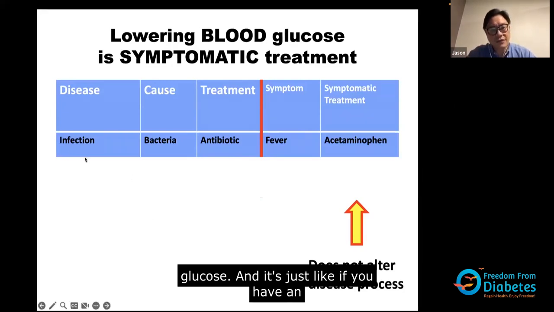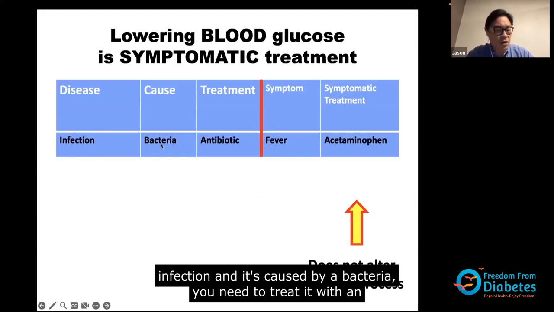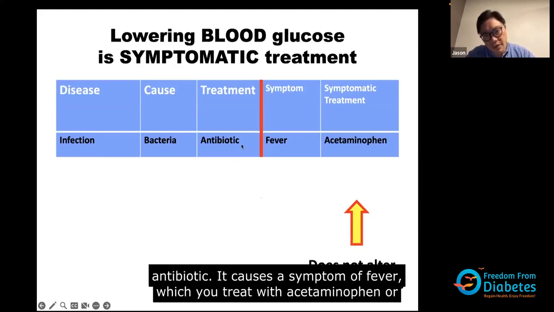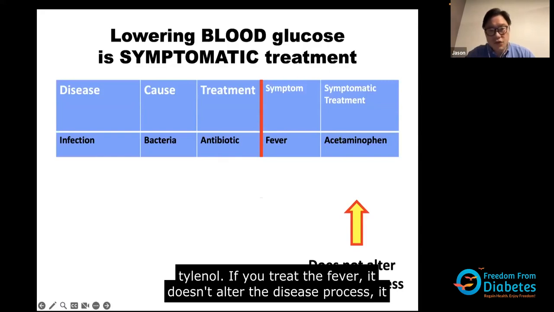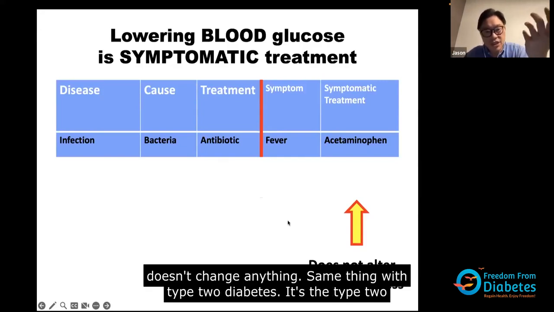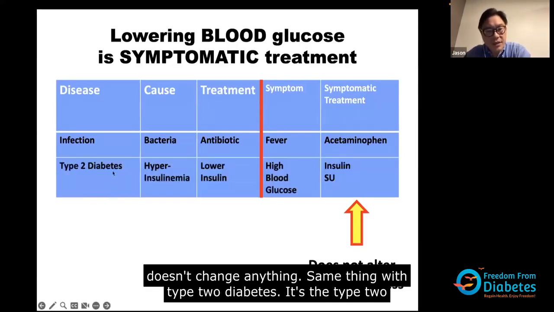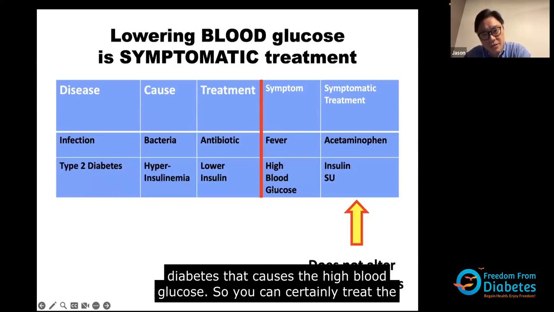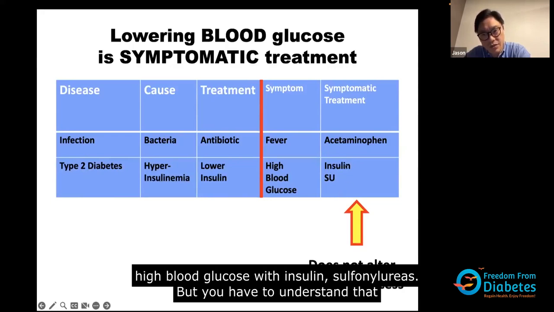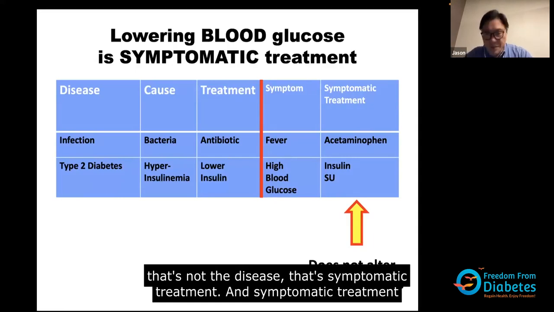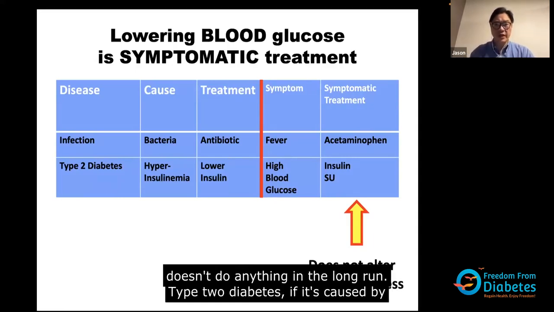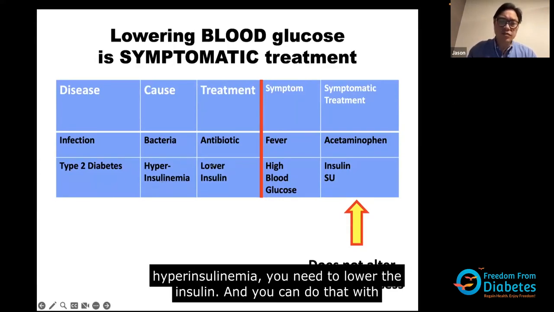It's just like if you have an infection and it's caused by a bacteria, you need to treat it with an antibiotic. It causes a symptom of fever, which you treat with acetaminophen or Tylenol. If you treat the fever, it doesn't alter the disease process. It doesn't change anything. Same thing with type 2 diabetes. It's the type 2 diabetes that causes the high blood glucose. So you can certainly treat the high blood glucose with insulin and sulfonylureas, but you have to understand that that's not the disease. That's symptomatic treatment, and symptomatic treatment doesn't do anything in the long run. Type 2 diabetes, if it's caused by hyperinsulinemia, you need to lower the insulin.